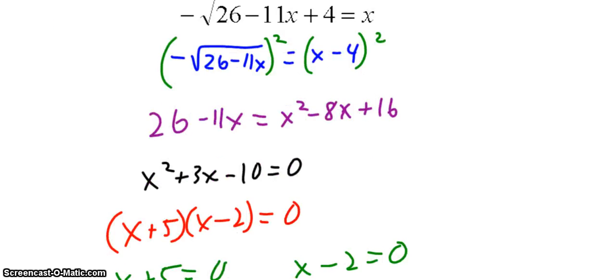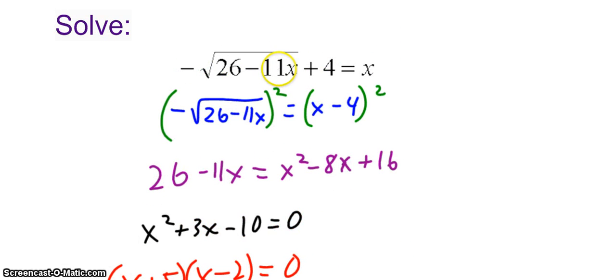So that works. And the other answer of 2. 11 times 2 is 22. 26 minus 22 is 4. The square root of 4 is 2. So negative 1 times 2 is negative 2. Negative 2 plus 4 is 2. So that one also works.